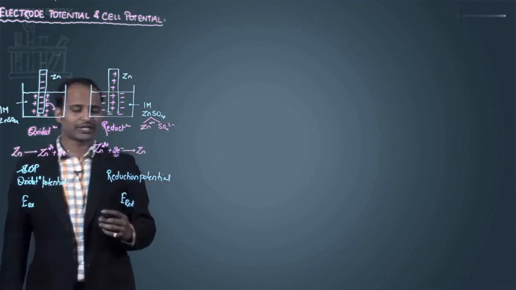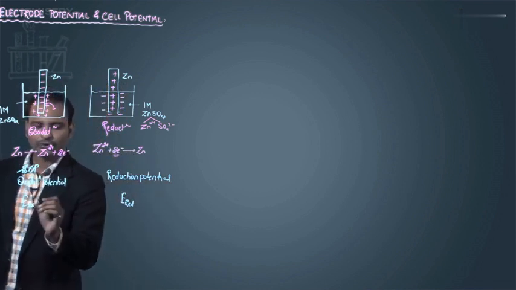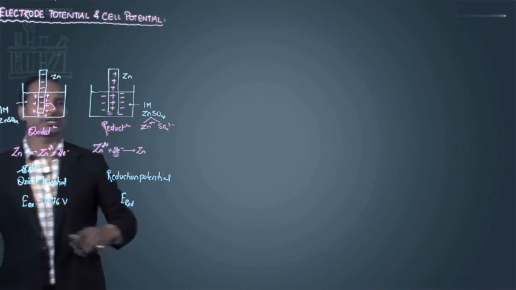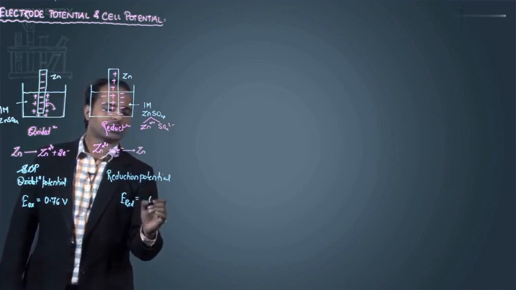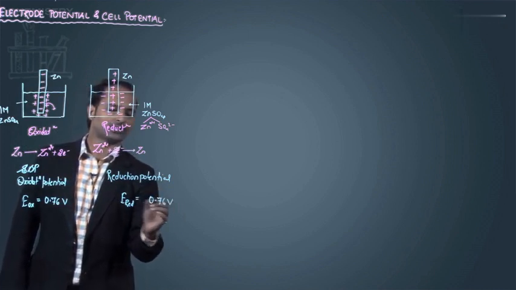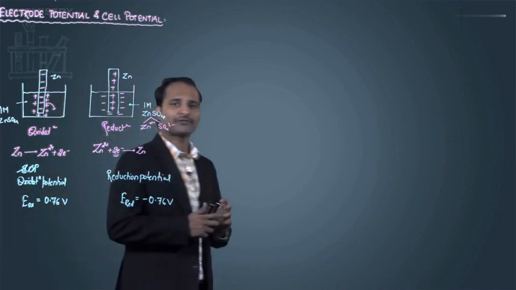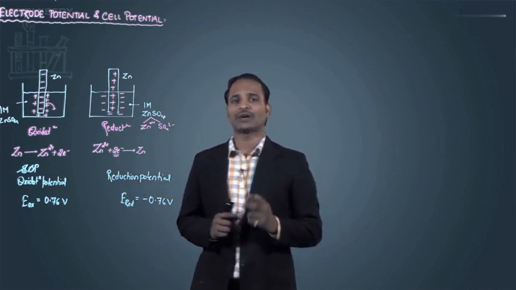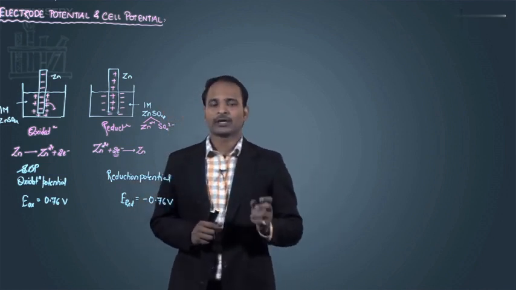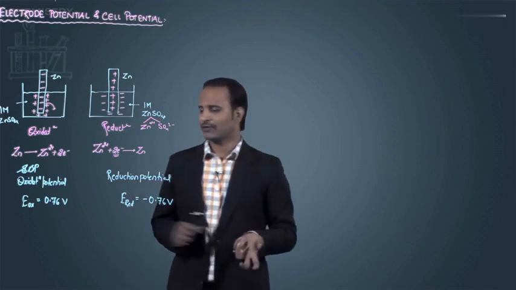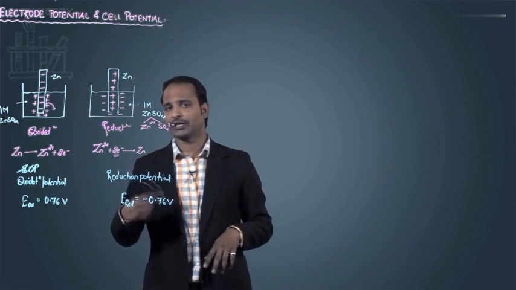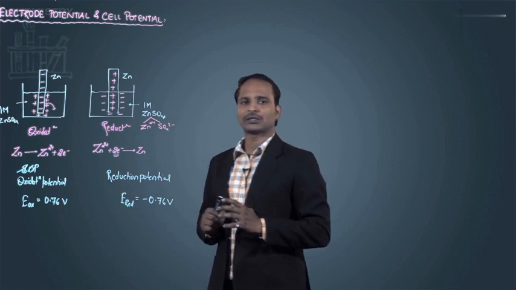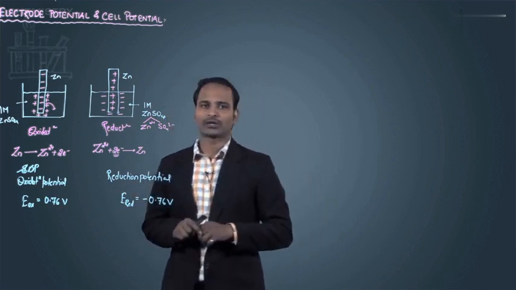For zinc, when we measure its oxidation potential, we come to know that it is 0.76 volt. And when we measure the reduction potential, it is also 0.76 volt, but with the opposite sign. Means I can say that for a metal electrode, the oxidation potential and reduction potential values are the same, only the signs are different. If the oxidation is positive, the reduction will be negative. If the reduction is positive, then oxidation will be negative. Only the numbers are the same, whether it is oxidation potential or reduction potential.